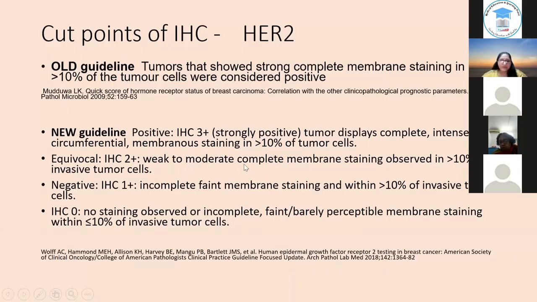2+ is weak to moderate staining. 1+ is faint and 0 is no staining. So now the most important point in relation to TNBC here is that if it is 3 plus, it is HER2/neu positive. If it is 1 plus, it is HER2/neu negative. But if it is 2 plus, that comes in the category of equivocal.